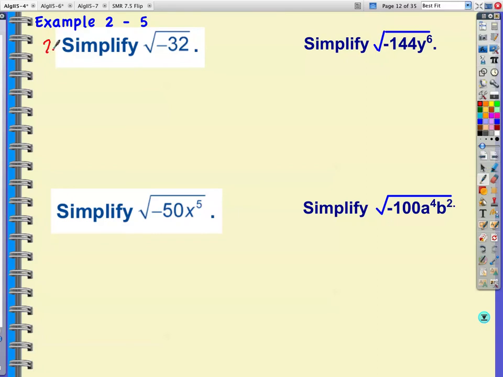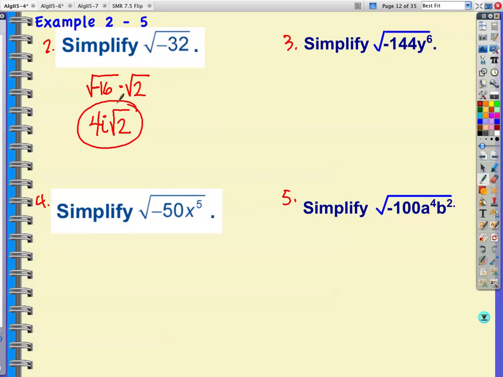Numbers 2, 3, 4, and 5. Here we go. Number 2. Here's a trick that I do. What's a perfect square that goes into 32? 16. You could use 4 and 8, but then you have to do double the work. So we're going to go -16. See how I put the negative with the perfect square? And then I got a 2. This square root of 16 is 4. The negative comes out as an i, and you hang around with the square root of 2 at the end.